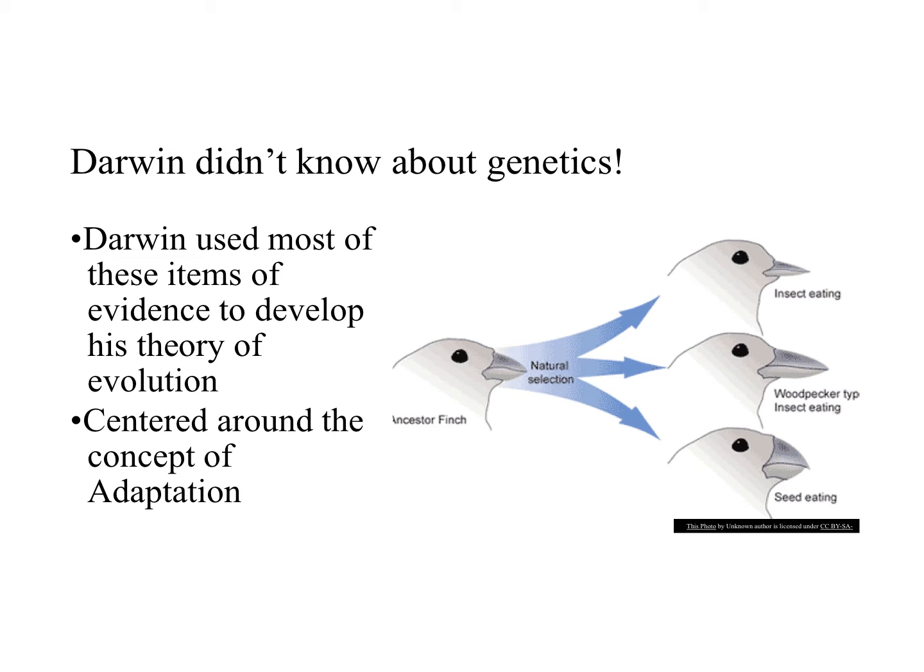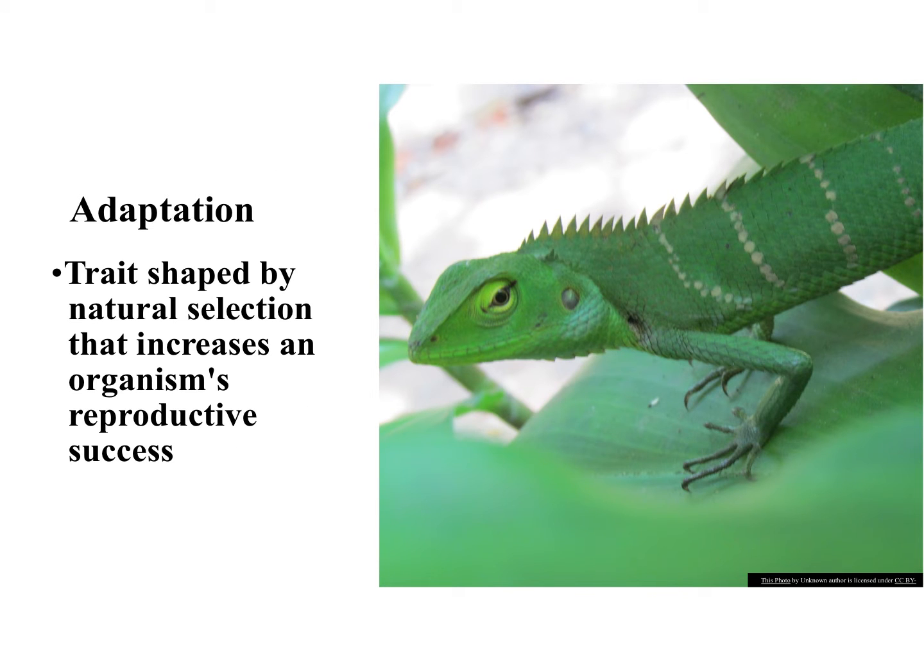Instead, Darwin centered his initial ideas around this concept called adaptation. So Darwin focused on adaptations, which are just traits that are shaped by natural selection, and they increase an organism's reproductive success. So in the word adaptation, do you see the word adapt? Think of adaptations as traits that help organisms adapt to their environment. And if they adapt well to the environment, chances are you'll survive longer, you'll be able to reproduce, and then you'll be able to pass those traits down to your offspring.